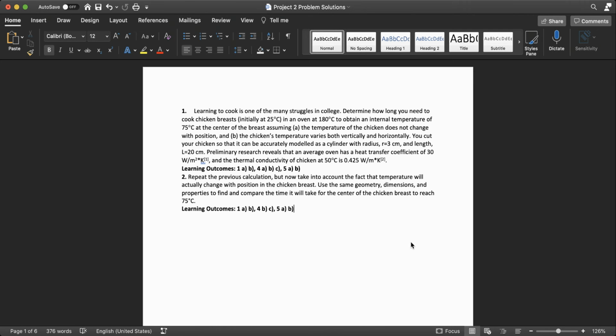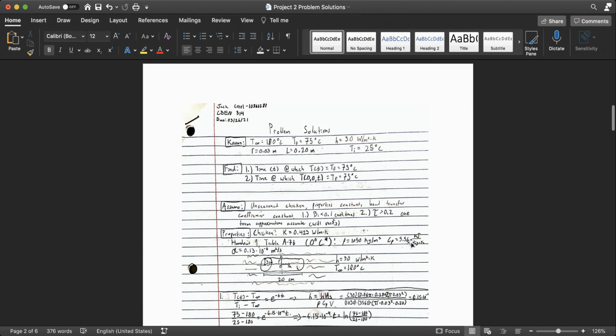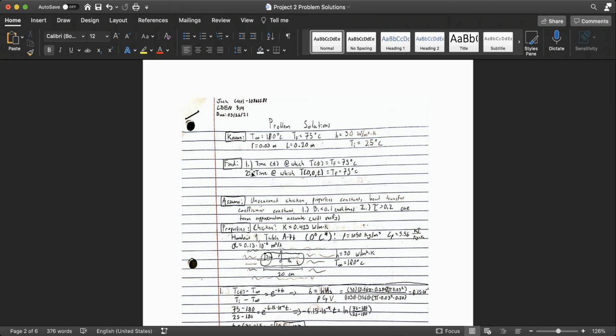My first two problems are both about cooking a chicken breast and finding how long it'll take for the center of the chicken breast to reach a safe edible temperature of 75 degrees Celsius. If we come down here, we'll see we're cooking them in a 180 degrees Celsius oven from 25 to that mentioned 75 degrees Celsius. The first problem is going to use lumped analysis to find the cooking time.